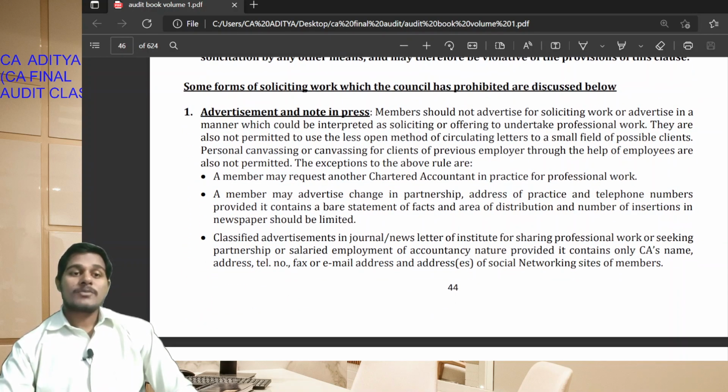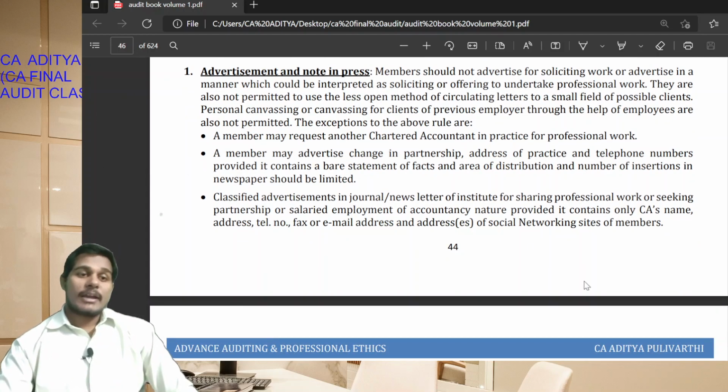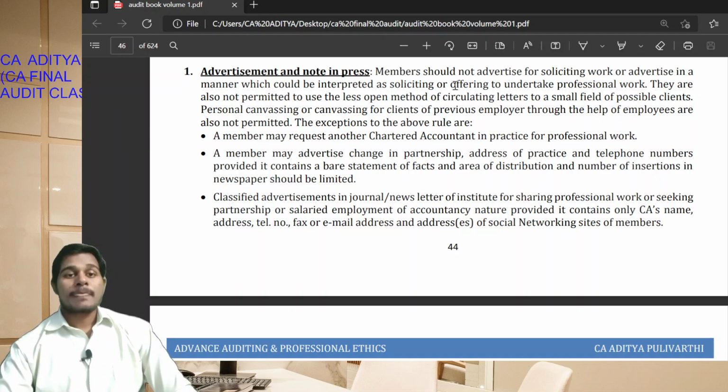some forms of soliciting work which the council has provided are discussed here. Advertisement and notes in press. Members should not advertise for soliciting work or advertise in a manner which could be interpreted as soliciting or offering to undertake professional work. See students, a chartered accountant in practice should not advertise or give notes in press because it will amount to soliciting clients or making publicity for the purpose of clients. Okay students.